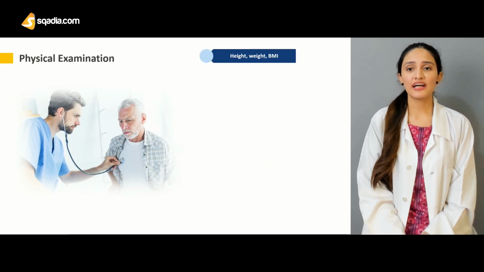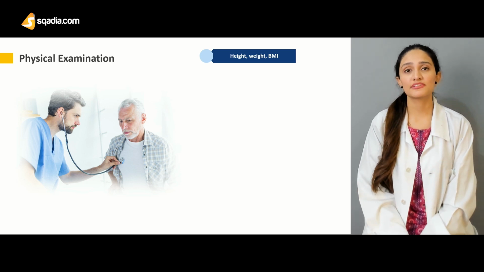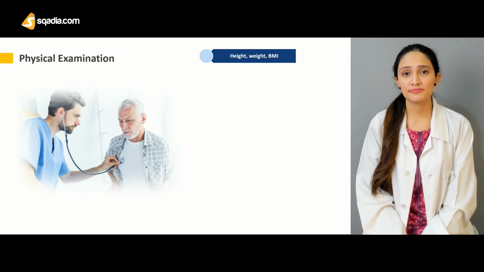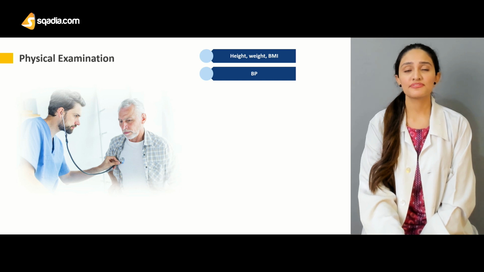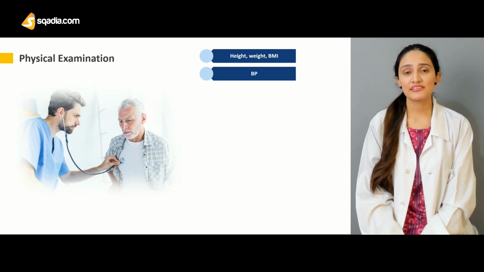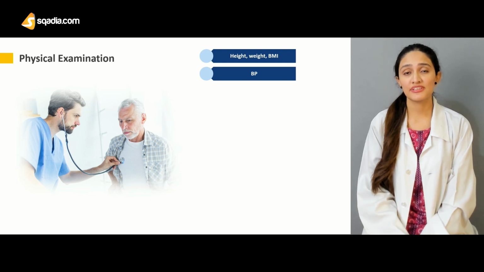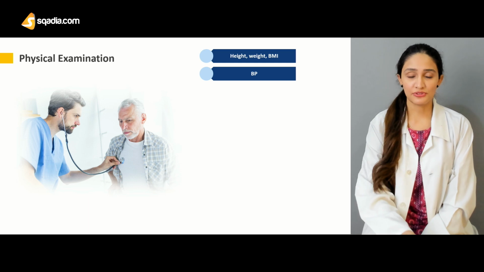So, first of all, the height, weight, and the BMI. As you all know, obesity could be one of the factors why a patient might develop type 2 diabetes mellitus. So it's very necessary to record his height, weight, and then ultimately his BMI. Also record his blood pressure, since high blood pressure could be one of the reasons why a patient might present with type 2 diabetes mellitus, so it's very necessary to rule out any other major disorders.